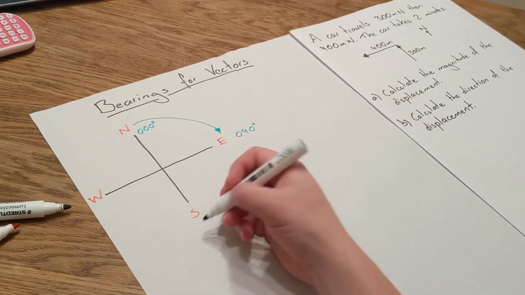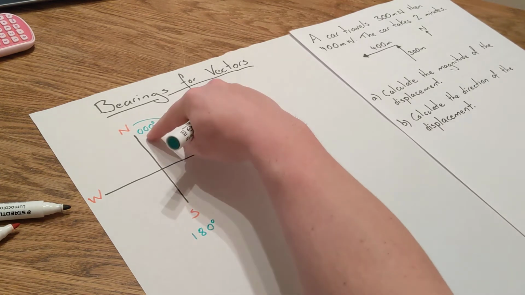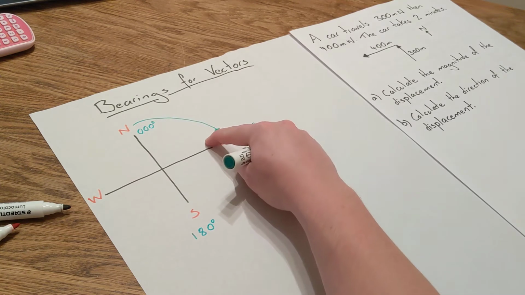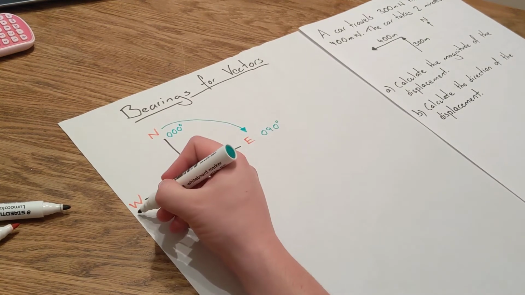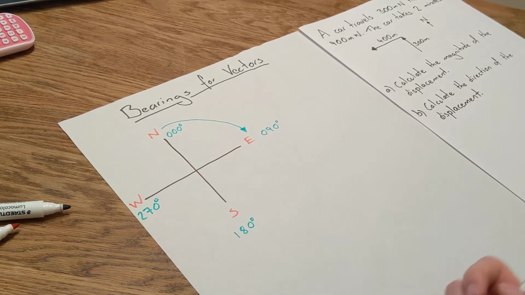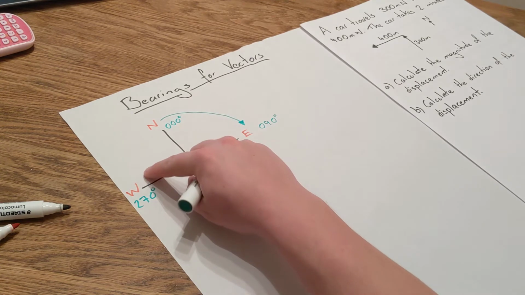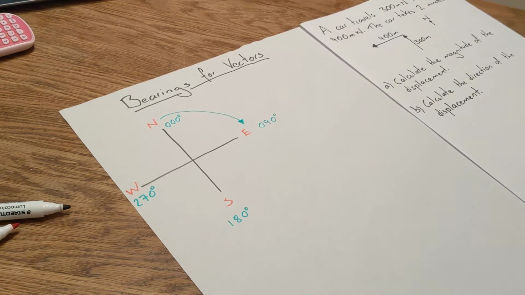Directly south then is 180 degrees. Measured from here, you've come around 90, then you've come another 90 to get to 180. So that makes this one here 270 degrees. And by the time we get back around there, we complete the full 360 degrees.